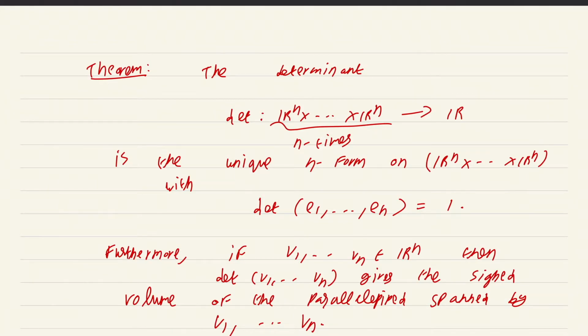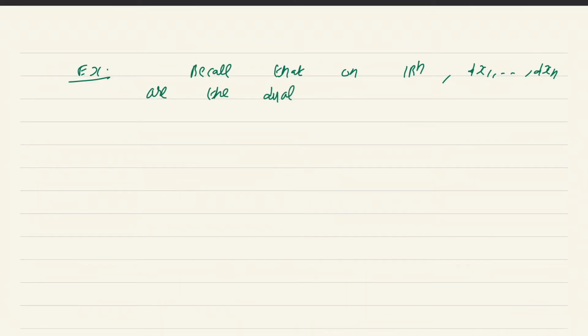Okay, now I'm going to give you several examples of differential K forms, and all of them are going to come from this determinant function. So what is this example? Well, recall that on Rn, dx1 to dxn are the dual basis vectors. Essentially, dxi is just ei star. So the example I am about to give is the following.